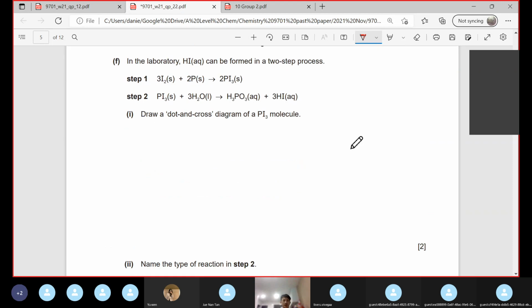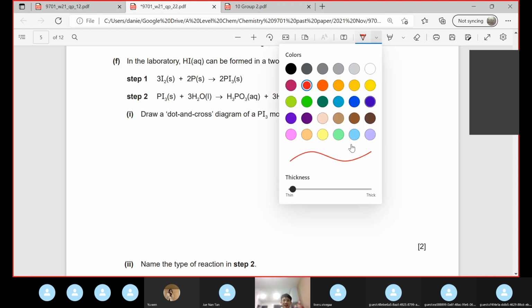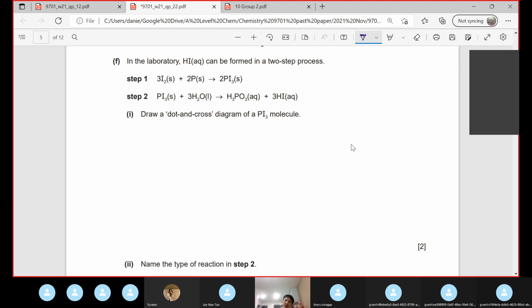Okay, then F. This one is the dot and cross diagram. I believe that you should know how to draw the dot and cross diagram. I remember you should draw the circle. I mean, you need to show the outermost shells, showing the line, the circle, or the orbit.